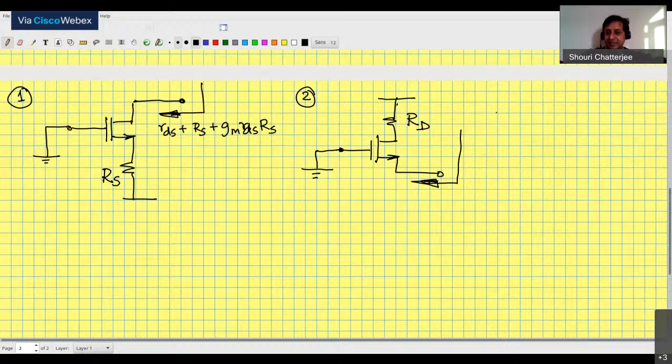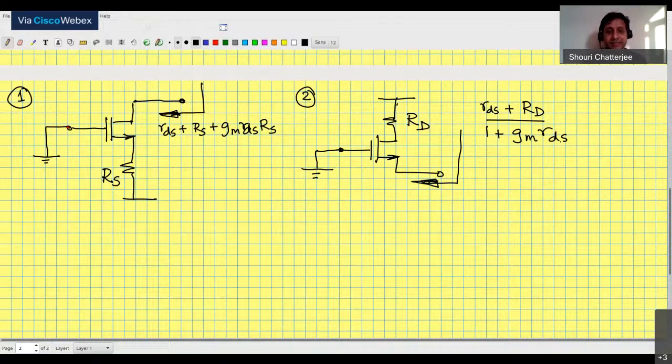In the second case, the formula is RDS plus RD divided by 1 plus GM RDS. All right, so there are these two formulations, and you basically try to utilize these two formulae. You'll see that everything falls into place when you start using them.